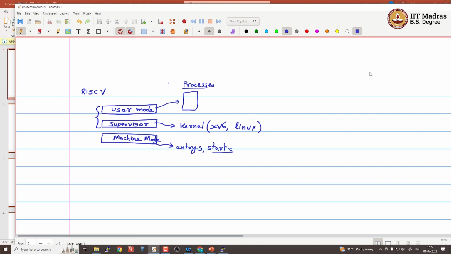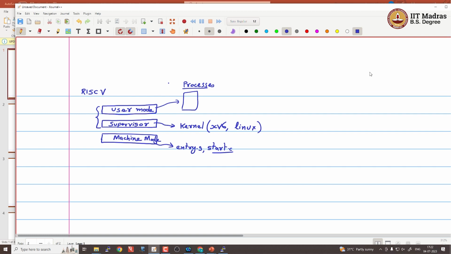The machine mode, on the other hand, is just used for very specific tasks, like some security related tasks. It's used to run the bootloader. It's used to essentially abstract hardware, and very critical hardware related tasks or security related tasks are done in the machine mode.